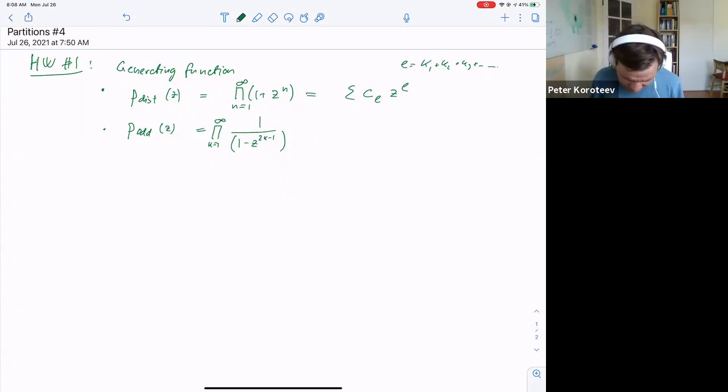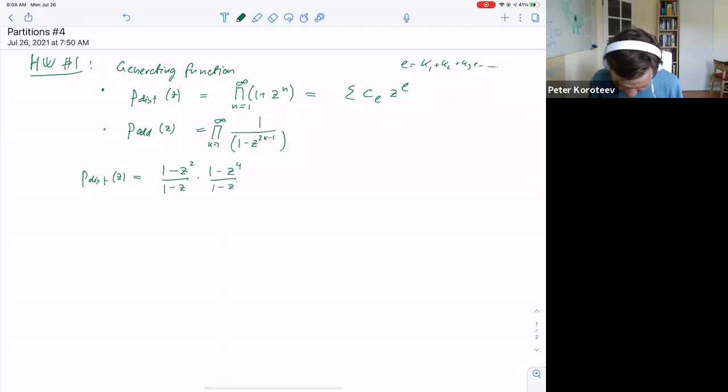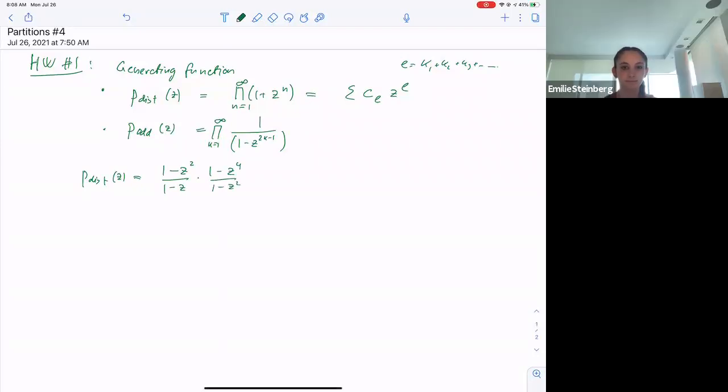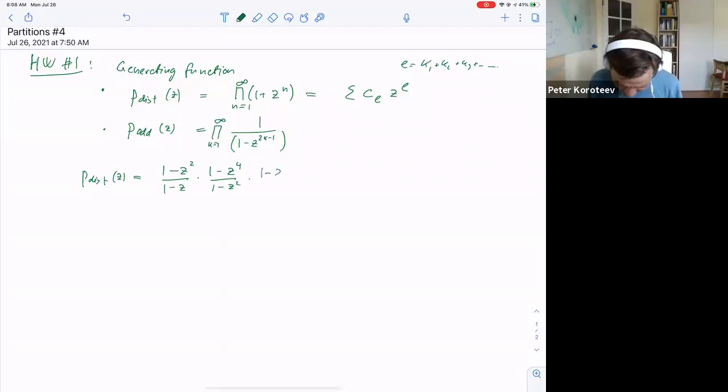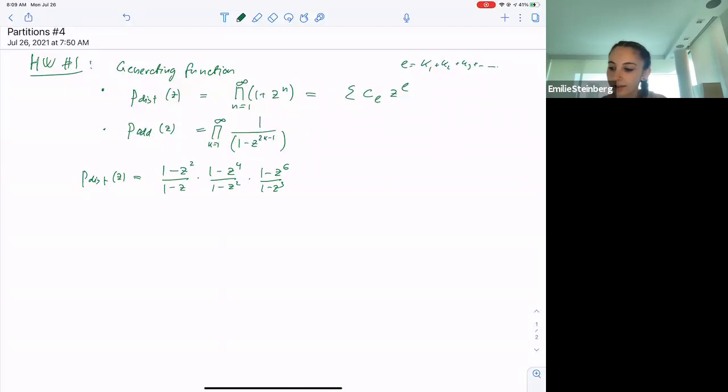So in other words, you're saying p distinct of z. The trick was to write this as 1 minus z squared over 1 minus z, right? So times 1 minus z to the fourth over 1 minus z squared, and then times 1 minus z to the sixth divided by 1 minus z cubed. And then when you simplify all of that, you'll get the generating function for the odd partitions.